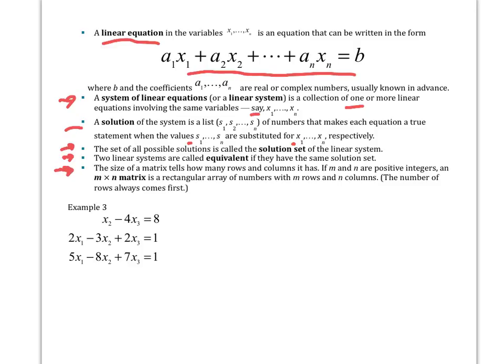Then this last one here is the size of the matrix, which tells us how many rows and columns it has. If m and n are positive integers, an m by n matrix is a rectangular array of numbers with m rows and n columns. The number of rows always comes first.